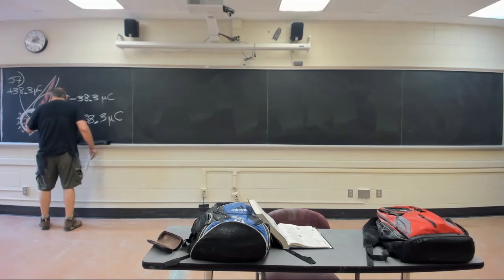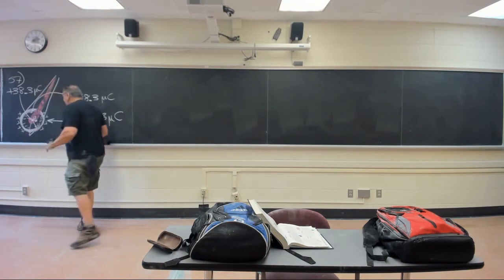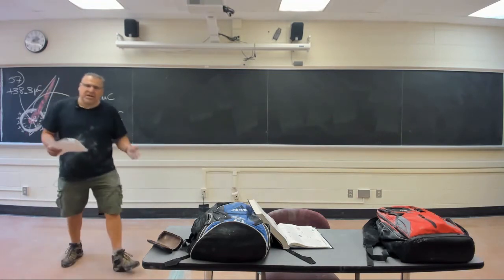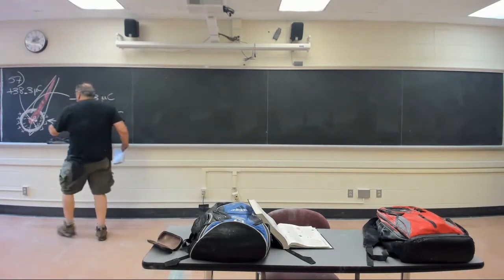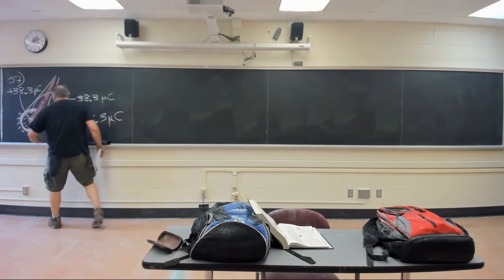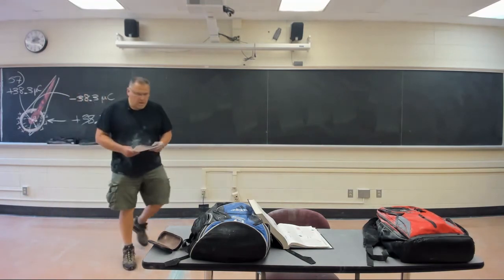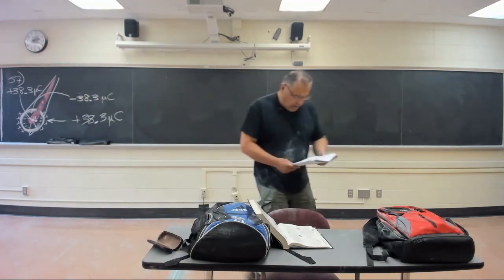If this whole conglomeration on the outside is 38.3 microcoulombs positive, it's got to be negative 38.3 microcoulombs here. So when you draw the Gaussian surface containing both, you're containing a net charge of 0, and that means the E field within here is 0. It's a pretty important point. So pretty straightforward stuff in that regard, you guys.